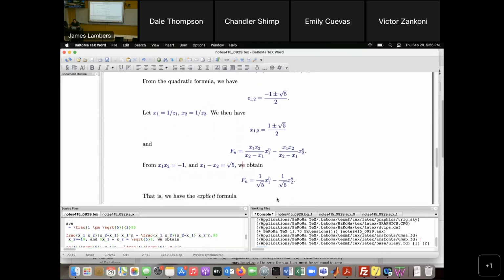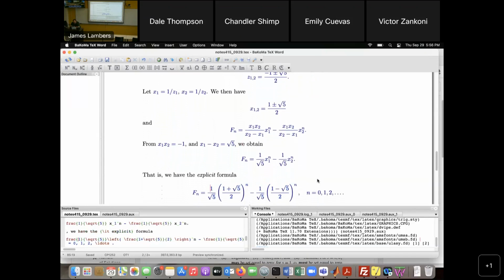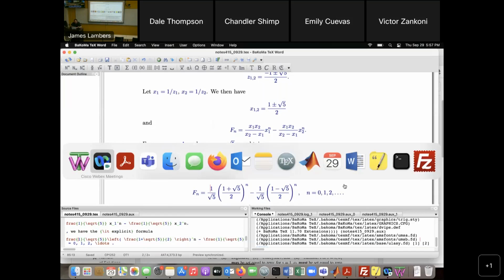And then I fill in the values of x1 and x2. And there you have it. So that is an explicit formula for the nth Fibonacci number. We can see that all Fibonacci numbers are non-negative integers. It seems strange that an expression like this with so many square roots of 5 all through it will always work out to be an integer for whatever power n.